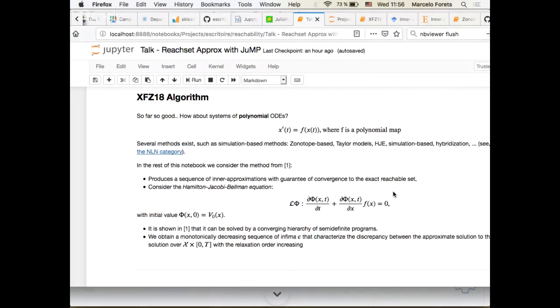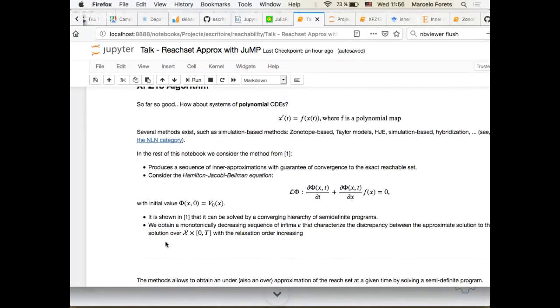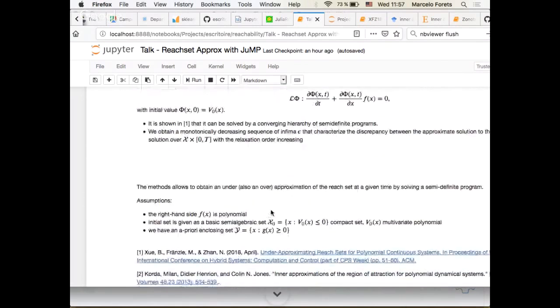talk has to do with the Hamilton-Jacobi-Bellman equation, which is an equation where I have a function phi of x and t such that the initial condition corresponds to the initial set, and solutions are associated to the reachable sets at time t. So the idea is that in the paper by these people, you can transform the solving of this equation into a hierarchy of semi-definite programs. So this is where JuMP comes into play.